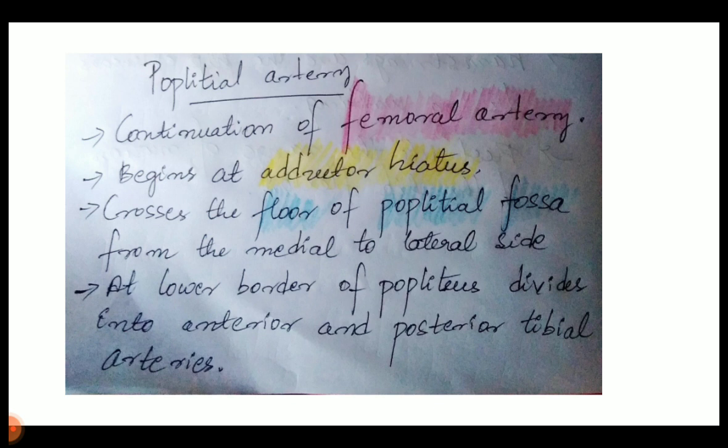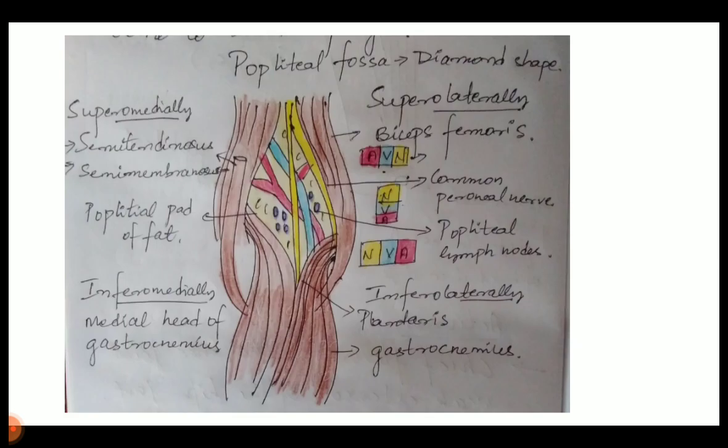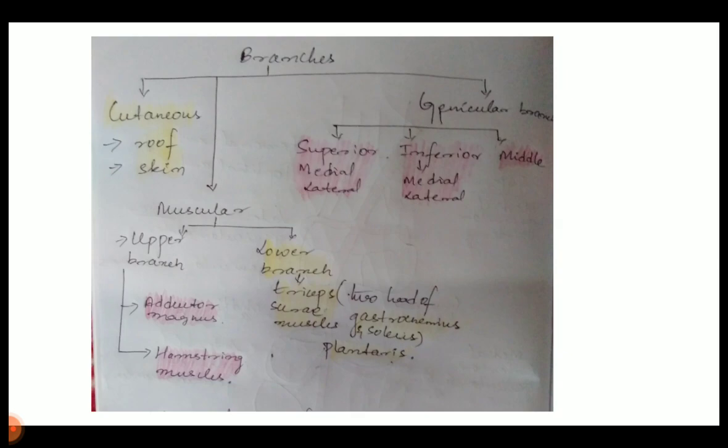It begins at the adductor hiatus, crosses the floor of the popliteal fossa from the medial to the lateral side, and at the lower border of the popliteus it divides into the anterior and posterior tibial arteries. It has mainly three branches: cutaneous, muscular and genicular branches. The cutaneous branches supply the roof and skin.